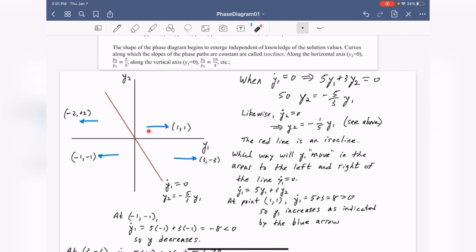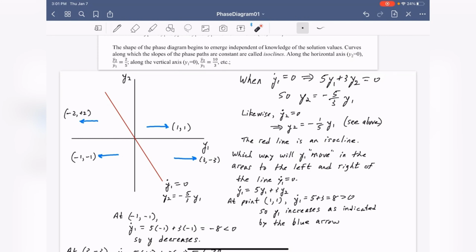And at point (1, 1), y1 dot is equal to 5 plus 3 equals 8, which is greater than 0. So in other words, y1 increases, as we indicate with this blue arrow. Now we pick (-1, -1), so we pick a point down here. And what do we see?